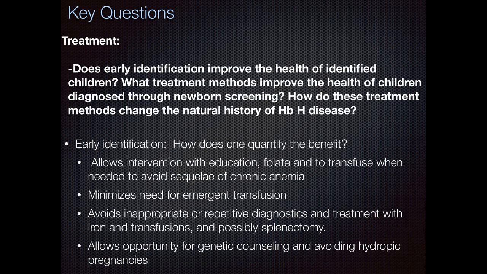In terms of treatment, does early identification improve the health of identified children, and what treatment methods are used? Well, how does one quantify the benefit here? Early diagnosis allows the education, starting folic acid, screening to transfuse when needed and avoid unnecessary transfusions. It leads to avoiding the inappropriate or repetitive diagnostics and treatment with iron transfusions, and it allows that opportunity for genetic counseling and avoiding hydropic pregnancies.